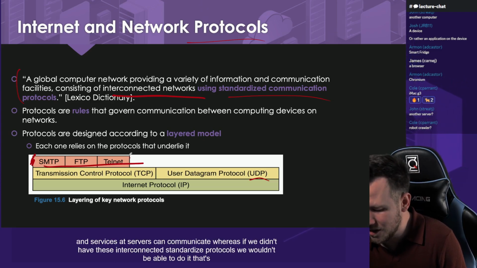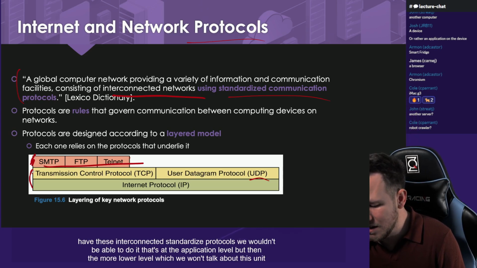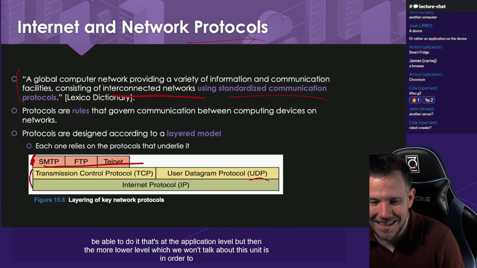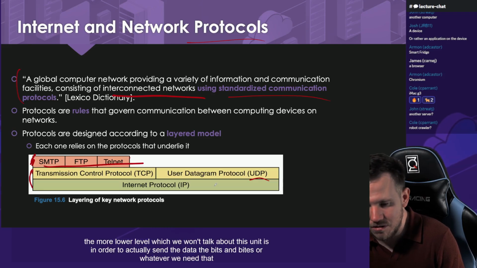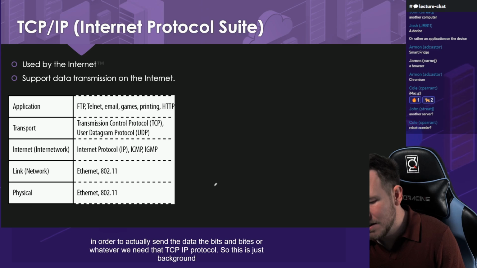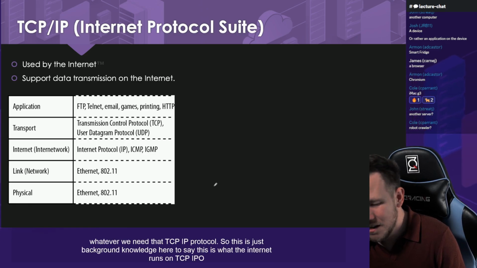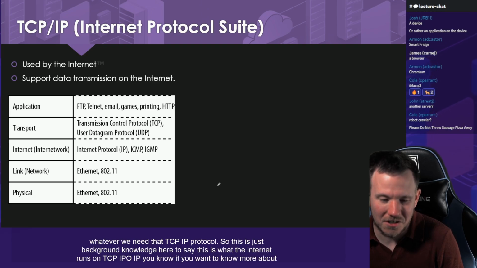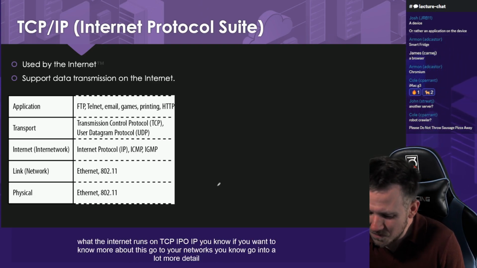Whereas if we didn't have these interconnected, standardized protocols, we wouldn't be able to do it. That's at the application level. But then at the more lower level, which we won't talk about this unit, is in order to actually send the data, the bits and bytes or whatever, we need that TCP/IP protocol. So this is just background knowledge here to say this is what the internet runs on, TCP/IP. You know, if you want to know more about this, go to your networks unit. You'll go into a lot more detail there.